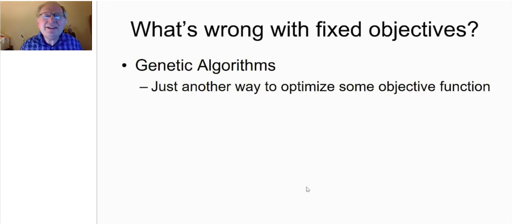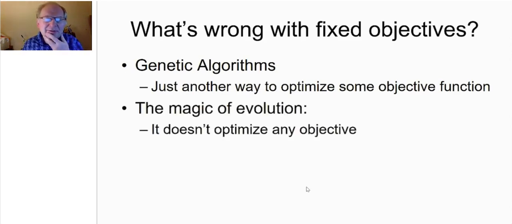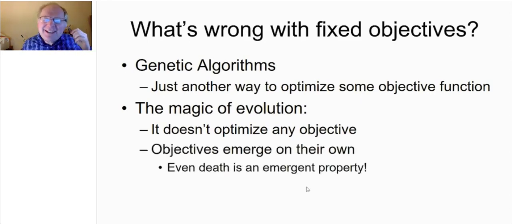And after reading a lot of biology books, I realized that the magic of evolution is not in the details of the optimization. It's actually in the fact that it doesn't optimize any objective. The objectives actually emerge on their own. Evolution is not actually optimizing anything. You say, well, we're optimizing survival. No, it's not really. In fact, even death is an emergent property. It's not built into evolution.